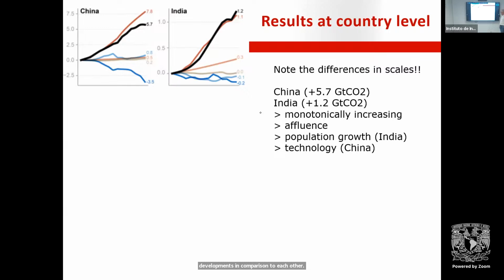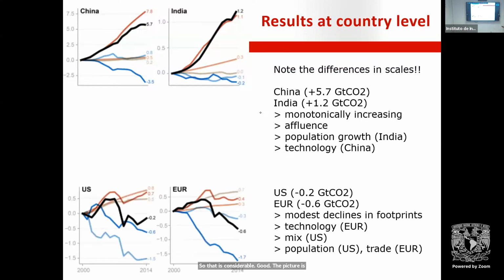So what we see is that the developments are monotonically increasing. The red is almost going parallel. So affluence in both countries is substantial. And in India, we see an interesting increase in population due to population growth. And in China it is technology. Chinese technology improvements would have led to a 3.5 gigaton decrease only. So that is considerable. The graphs for the US and European countries are much different.